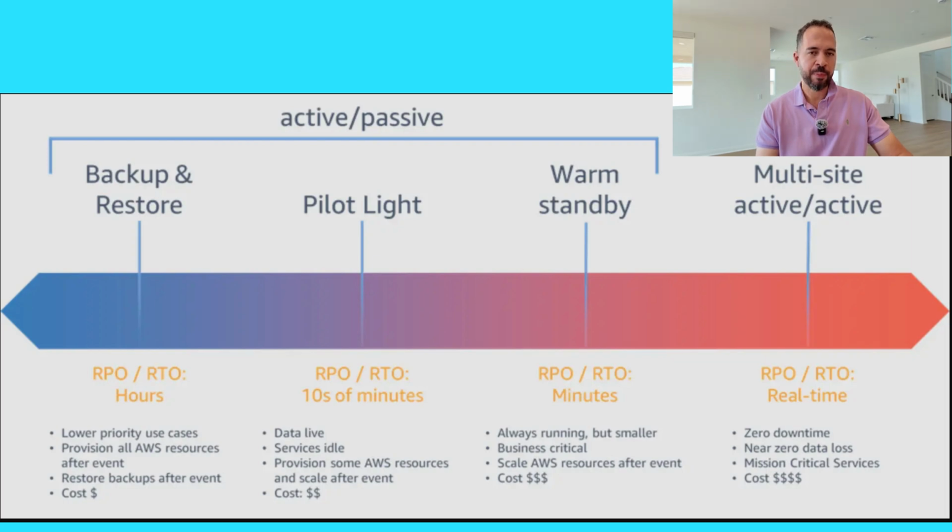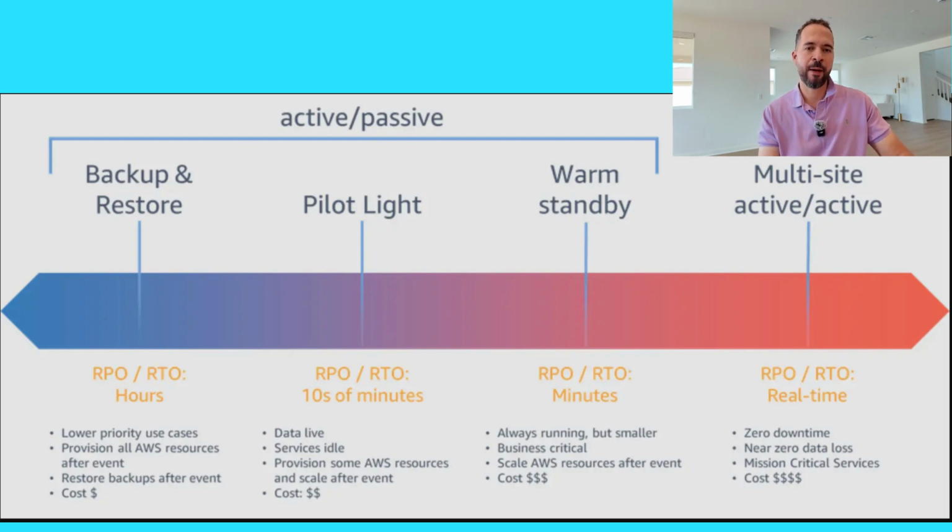The services might be idle in terms of what you want to spin up. So you have just a small footprint of your services that are spun up and always ready to go, but not the full scale operation to take on all the traffic. So what would happen is that if you have an outage, then this would trigger the pilot light to start a full flame, so to speak, and then your architecture comes up. Now, you could provision, as I mentioned, some of your AWS resources and scale after the event. And the cost to do this is, there's a couple of dollar signs here, so it goes up more compared to the backup and restore that we mentioned earlier.